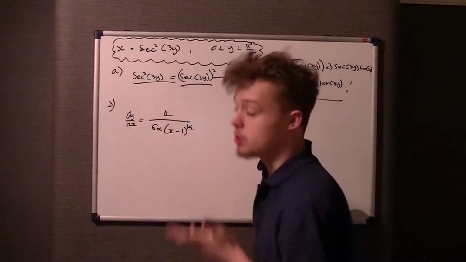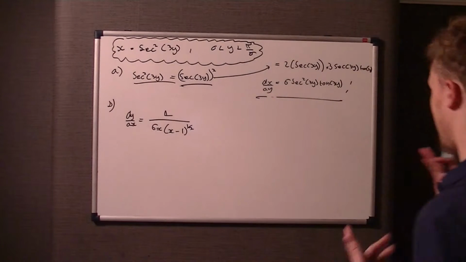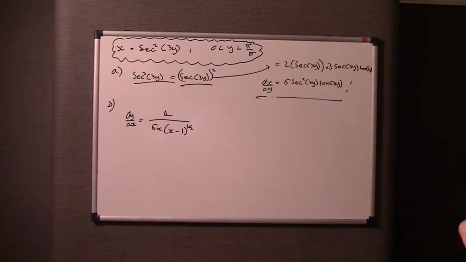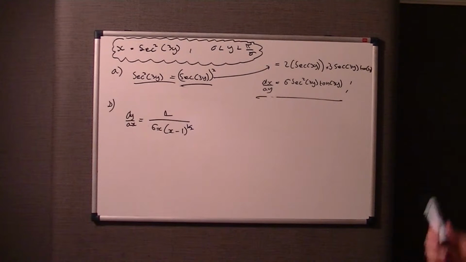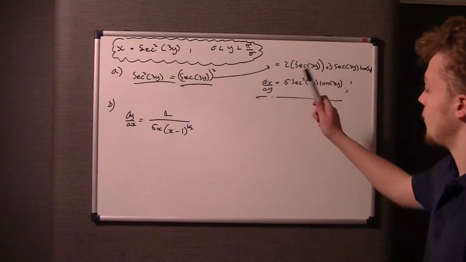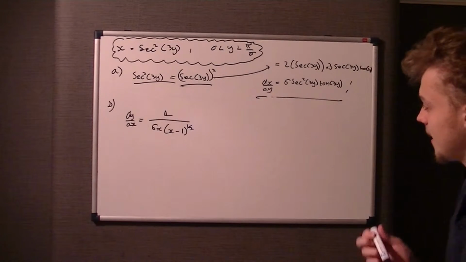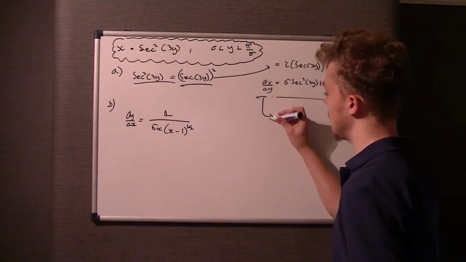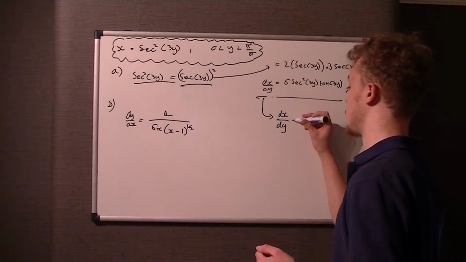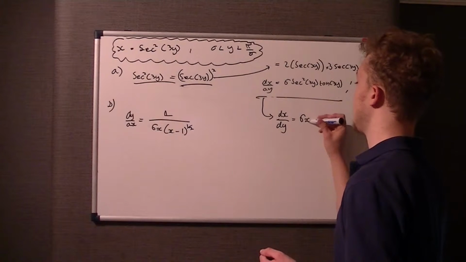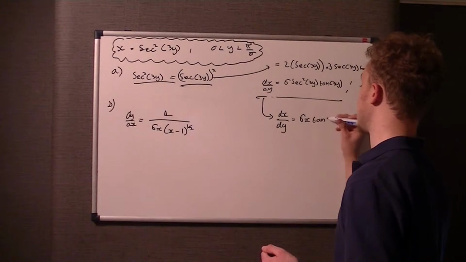But assuming that you wouldn't do that, you would think, well, what can we do here? The first thing that you should spot is that x is sec squared 3y, and we've got a sec squared 3y in here. So the first thing we can do straight away, and don't bother that we're not changing dx/dy to dy/dx straight away, it doesn't really matter, is 6x times tan 3y.